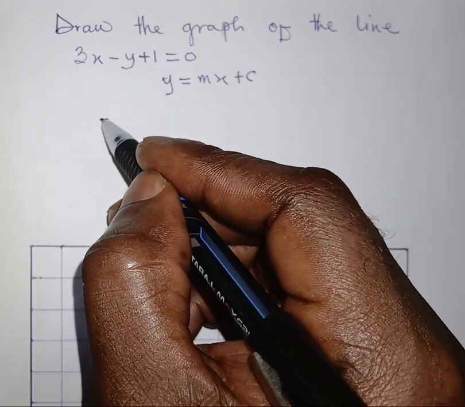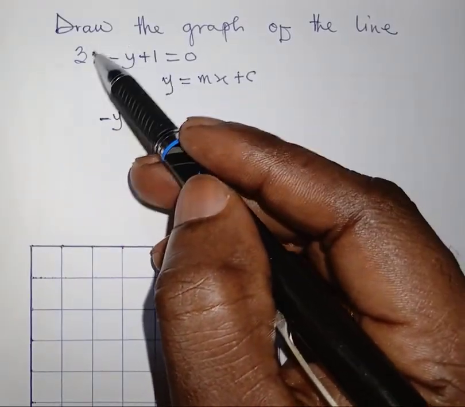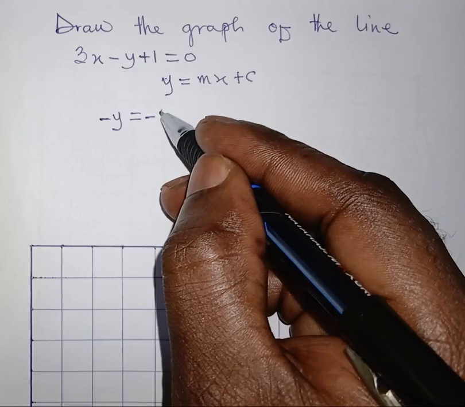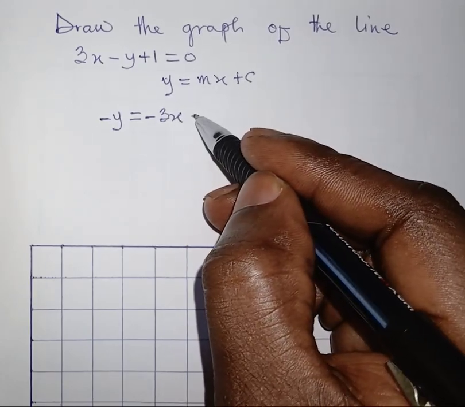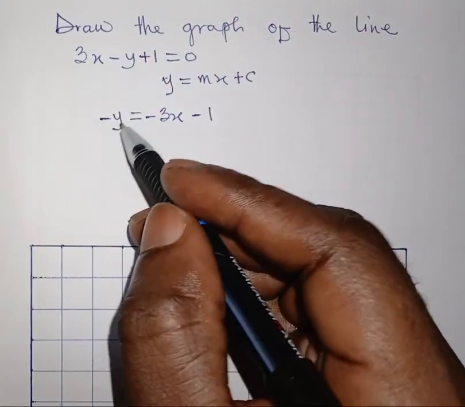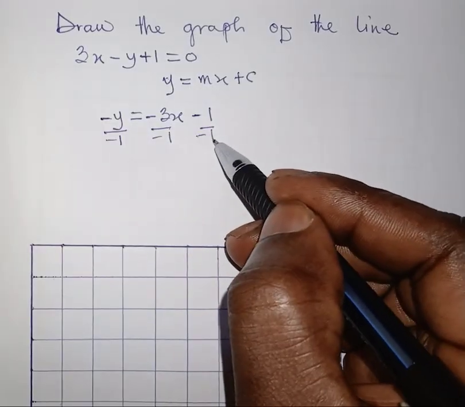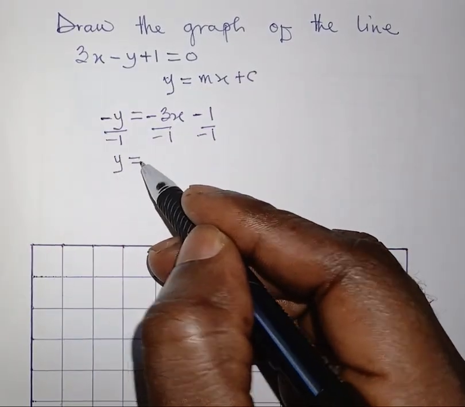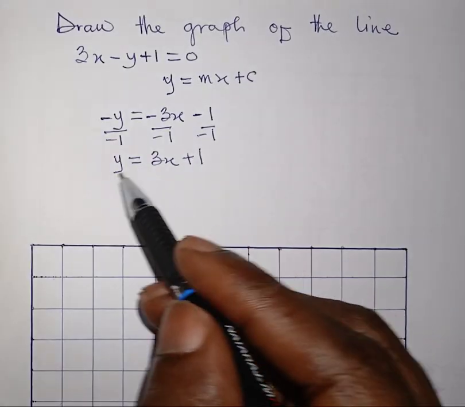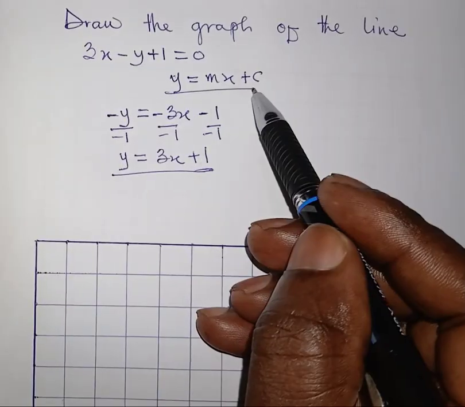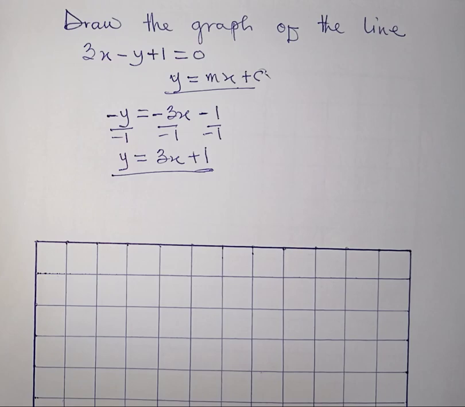So we know that we have -y here is equal to, so I'm just going to transpose this and that, which I will get -3x and then -1, because we have negative here, so I can divide by -1, -1, -1. Then I have my y to be 3x plus 1. So you see that we have gotten this in this form. And note that we are saying that this m is the gradient and this c is the y-intercept.